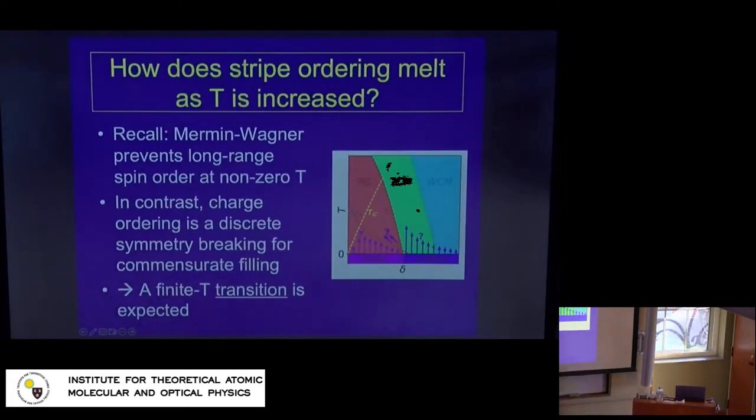Okay. So now I would like to ask an additional question, which is, this is T equals 0. What happens when we raise temperature from T equals 0? What happened to the stripes? How do they melt? How does this order melt? Of course, for spin, we have Mermin-Wagner. We know that there can't be long-range spin order at non-zero temperature. The charge for a commensurate filling is breaking a discrete symmetry. So in principle, we expect a finite temperature transition.